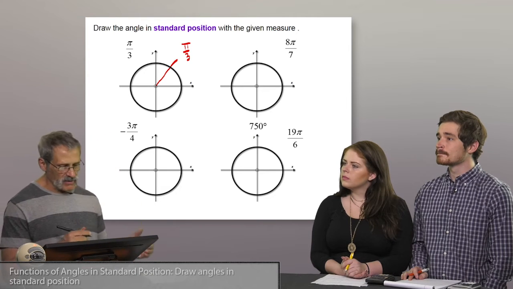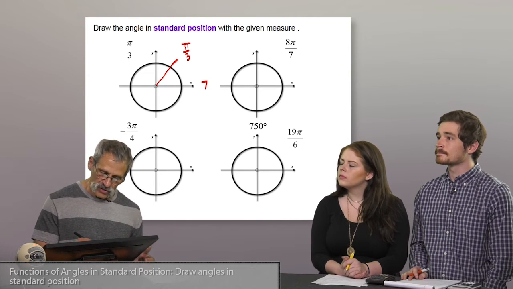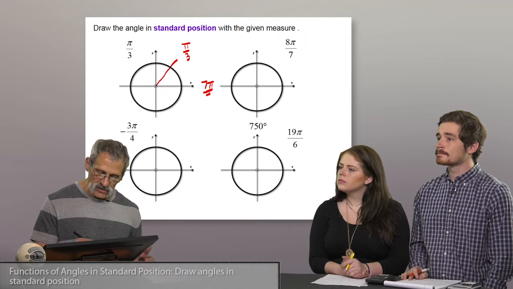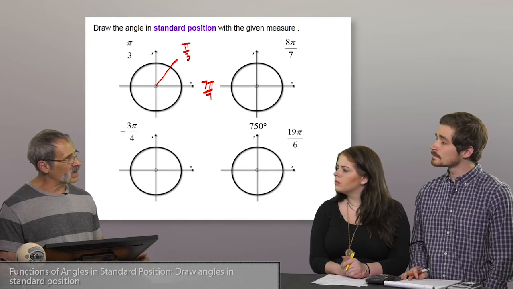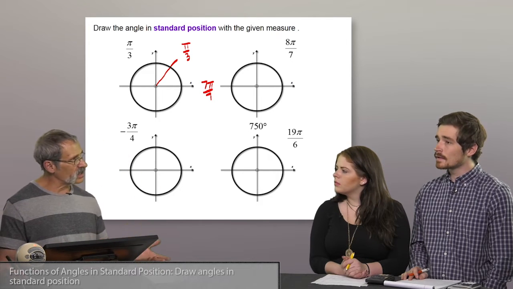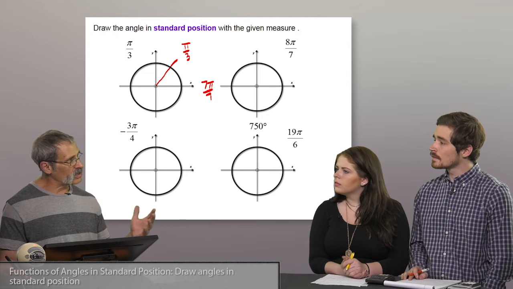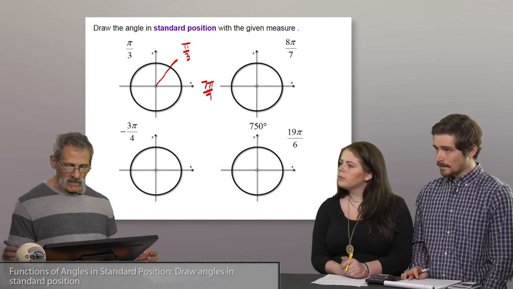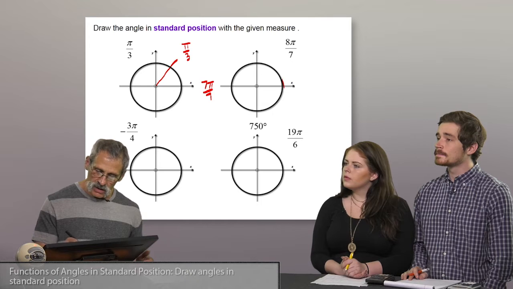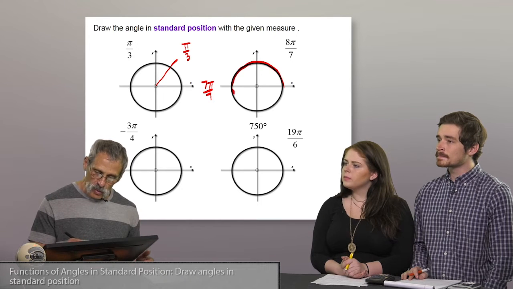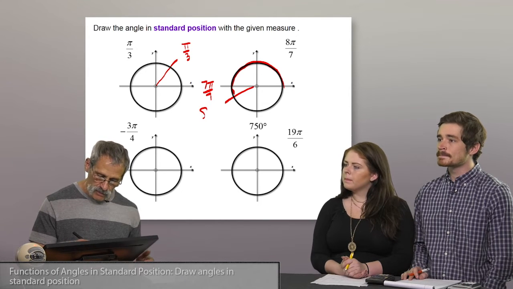8 pi over 7, I've got to think in terms of fractions. 1 pi is 7 over 7 pi. Okay. Why do I mention that? 8 pi over 7 would be a little bit more than that. Therefore, this rotation would fall in the third quadrant. Third quadrant. Very good.